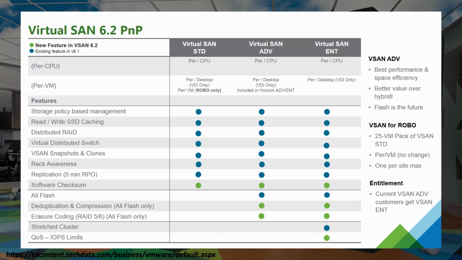The third is Enterprise, which adds the ability to use stretch clusters and the quality of service that we talked about. And finally, the fourth, that a lot of people don't realize we have or are unaware of, is vSAN Robo Edition, which is the only edition that's based on VMs rather than per-CPU licensing. It comes in a 25 VM pack that can be split up across several physical remote sites, but it is limited to only one 25 VM pack per physical site.